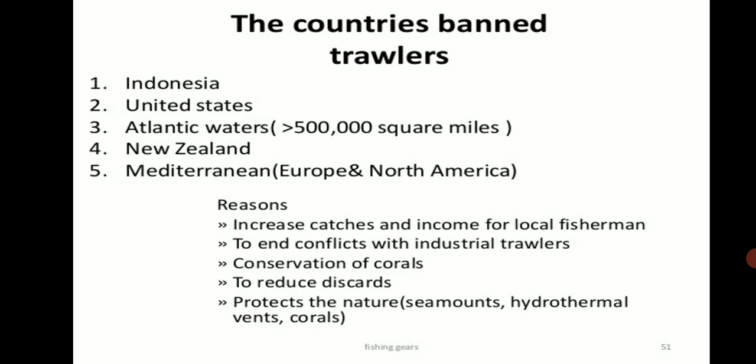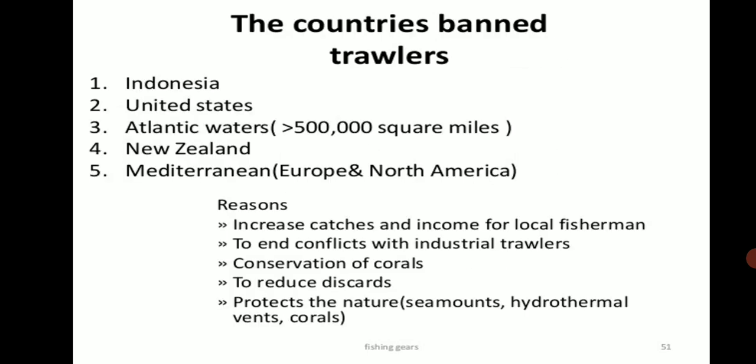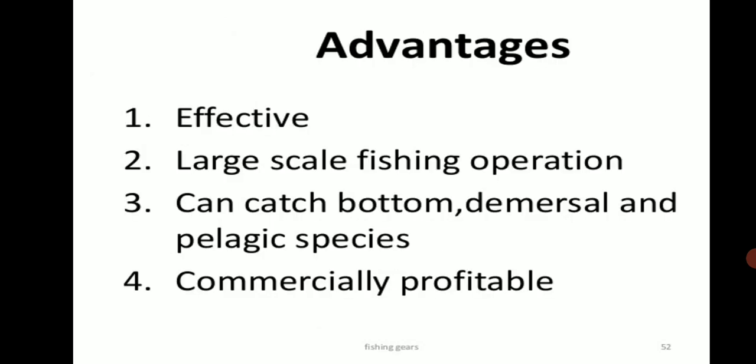The countries that banned trawlers: Indonesia, United States, Atlantic waters 5 lakh square miles, New Zealand, Mediterranean, Europe, North America. Reasons: increase catch and income of local fishermen, avoid conflict with industrial trawlers, conservation of corals, reduce discards, protect nature, seamounts, hydrothermal vents and corals.